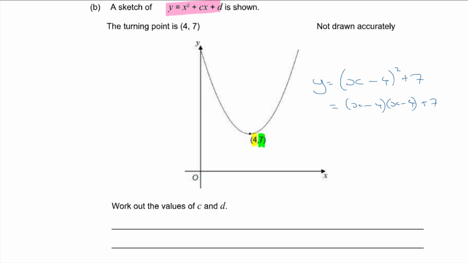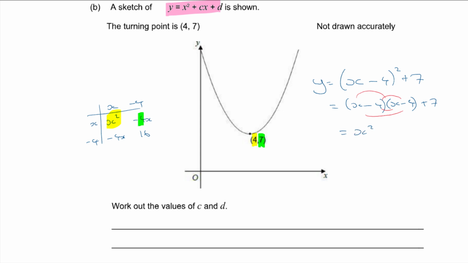So you could use FOIL, first, outside, inside, last, or smile, 2 eyebrows, a nose, and a mouth. Personally, I recommend doing the grid. How many times I've marked a paper and someone's lost a term in an exam because they're rushing and they forget. But if you do the grid, you know you've got a place for each of the 4 values and you won't forget. So x times x is x squared, x times minus 4 is minus 4x, x times minus 4 is minus 4x, and minus 4 times minus 4 is plus 16. Okay, so doing the grid method, this value here is our term in x squared.